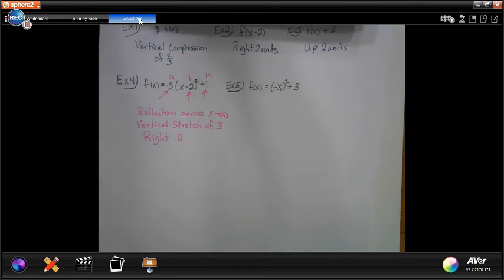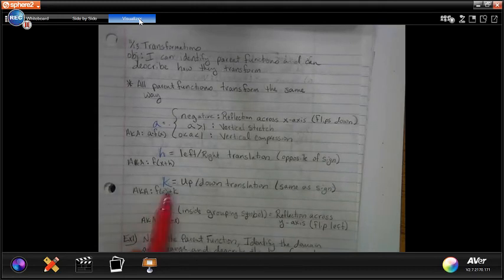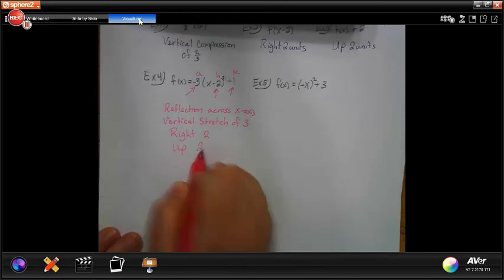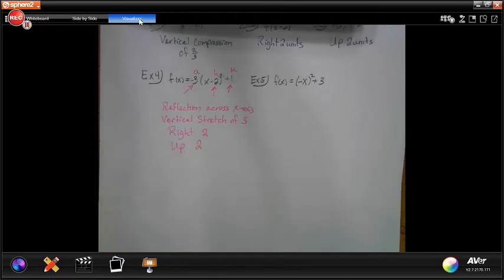Okay, and then we have our K is +1. K is up or down, same as the sign. +1 would be up. Okay, so a lot happening on this problem.